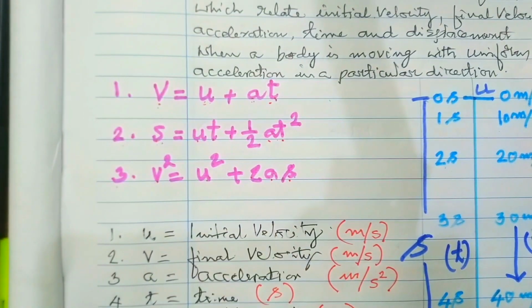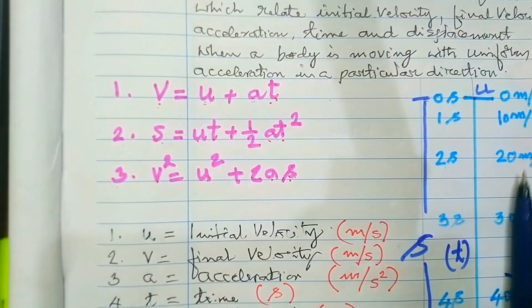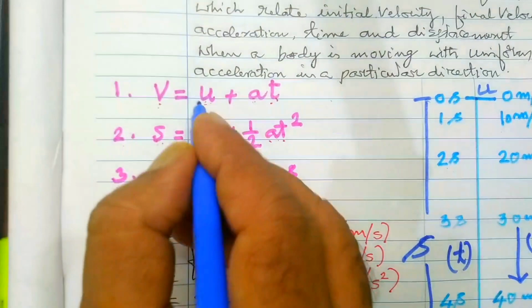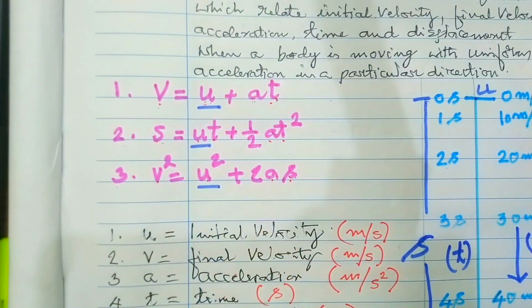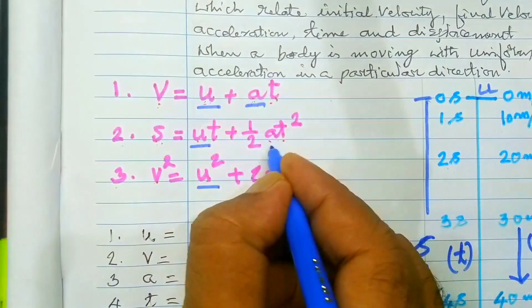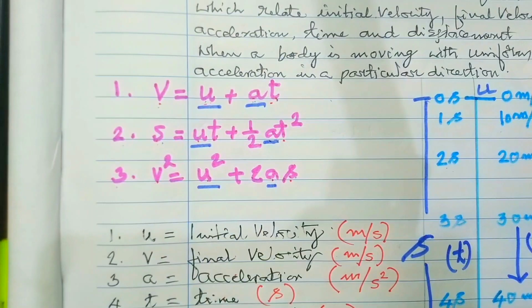One more interesting fact is that there are 2 quantities which are common in all the 3 equations. You might have observed by this time: u here, u here, u here. Initial velocity is common in all the 3 equations. Next, a is there here, here and here. So initial velocity and acceleration are common in all the 3 equations.